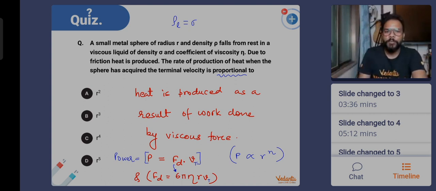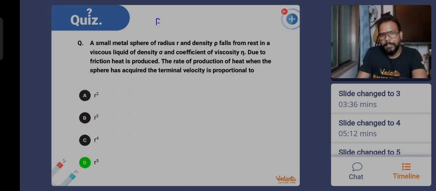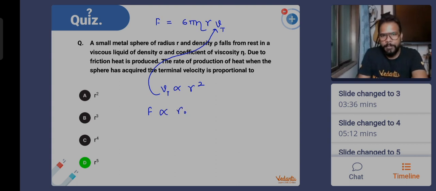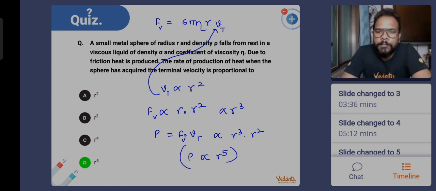Actually, it is not difficult after giving you so much information, so many hints already been given. Should not be the problem. See guys, the force is already 6 pi eta r v, and v we just now saw is proportional to r square, right? Terminal velocity is already proportional to r square. So if I put this here, the force is proportional to r cube, and power is force into terminal velocity. That means it is proportional to r to the power 3 and r to the power 2. So power is going to be proportional to r to the power 5. Does it make sense to all of you?